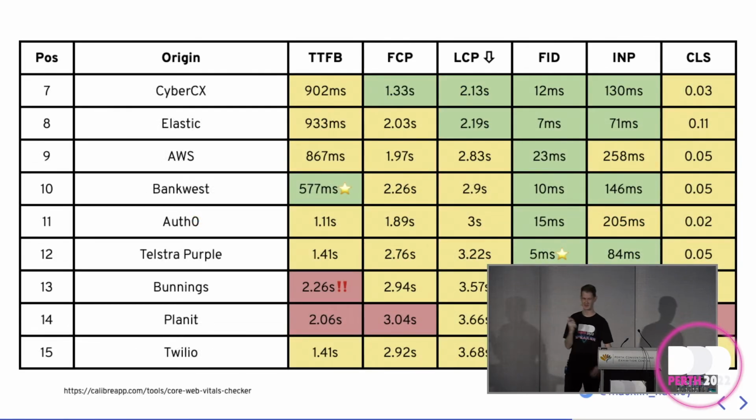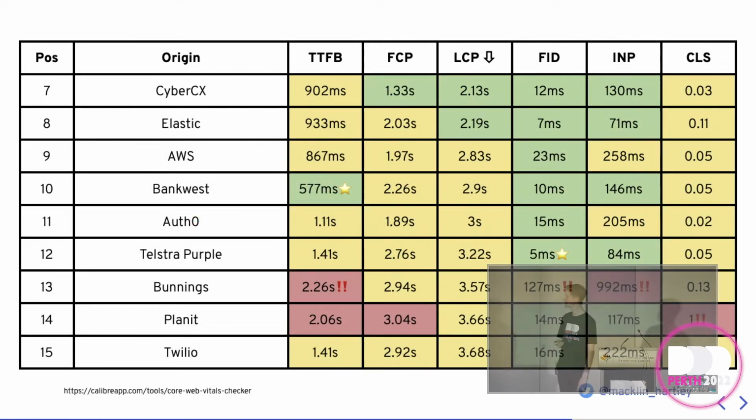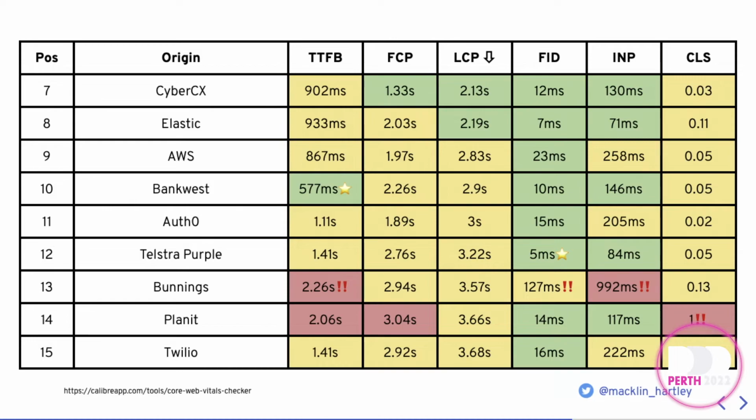Let's move up the board here. Some more interesting results. What have we got? Planet Testing has an interesting score for cumulative layout shift of 1. I'm not sure what to make of that. That's a bit odd to me. Maybe that's just a bad result as well.